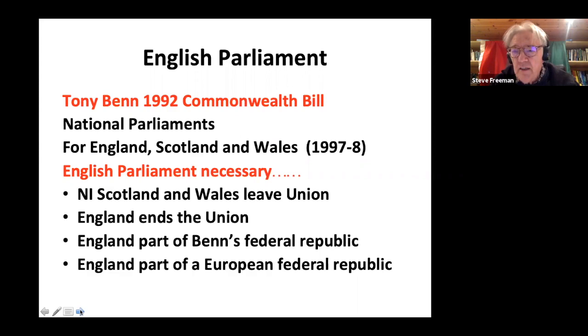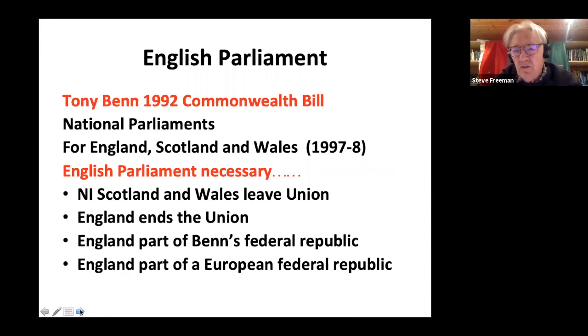Supposing that we decide in England to end the Union in the way that I believe we should, then there'll be an English Parliament we'll need to have. So in that scenario, there'd be an English Parliament also, logically. If we're going to have a federal republic, as Benn argued, we have to have an English Parliament. And even in the last case, if England was going to be part of a federal republic of Europe, supposing we got to the point where we wanted to rejoin a democratic Europe in something like that, then we'd need to have an English Parliament for that too. So in a way, there's a sort of logic that leads towards this idea that we might be going there.